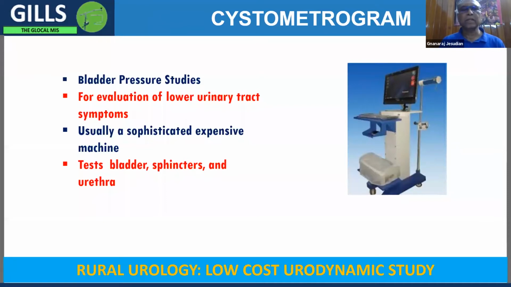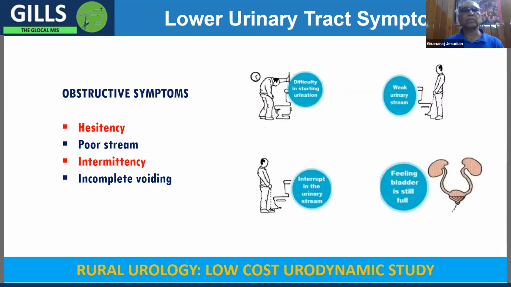Bladder pressure studies is a common English name for cystometrogram or urodynamic studies. These are primarily used to evaluate lower urinary tract symptoms. Generally the commercial machines are sophisticated, expensive machines, and the only difference is that they have a rectal pressure transducer and a computer to calculate the pressures in the bladder.